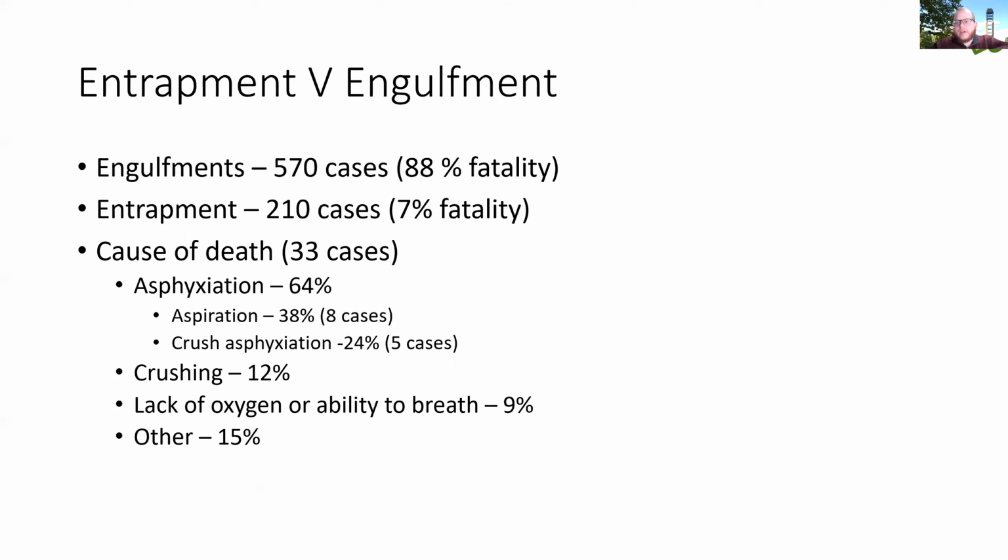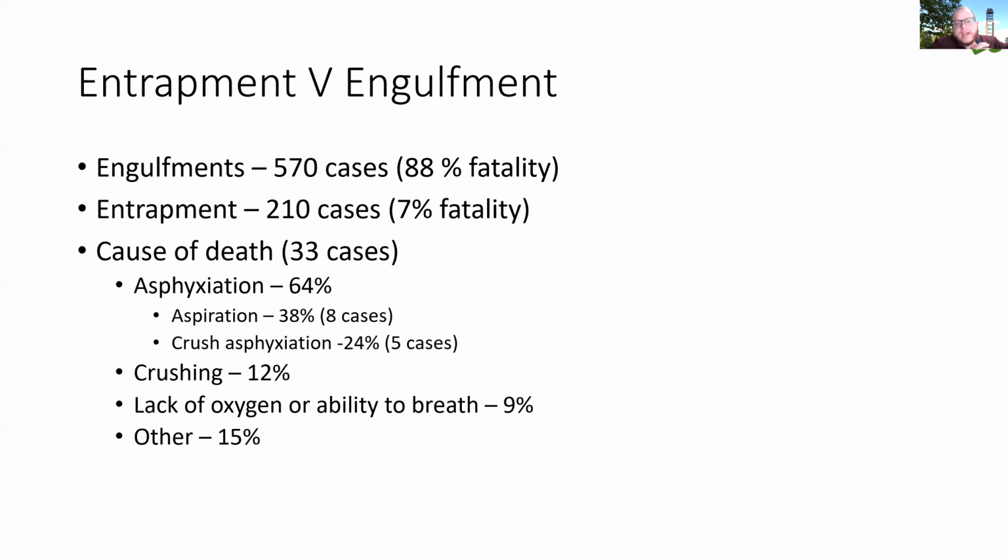Okay, looking at our data analysis, we have found 570 of our cases tend to be engulfments, and 88% of these are fatal, and 210 cases are entrapments, so they're not fully under grain. And even in those cases, 70% are fatal. So that leads us to two questions. Why did those 12% survive in an engulfment? And then why did that 7% die in entrapment, because your airways are clear?